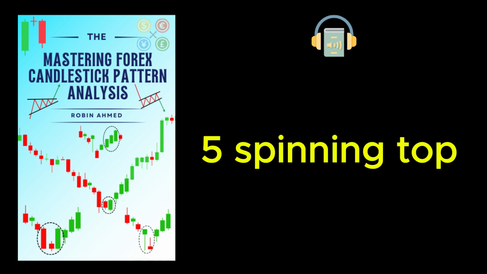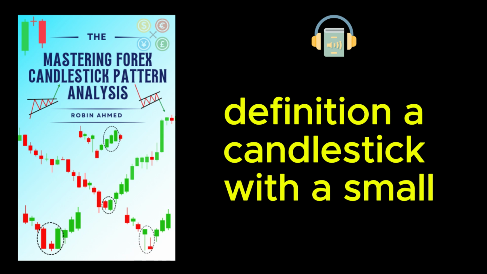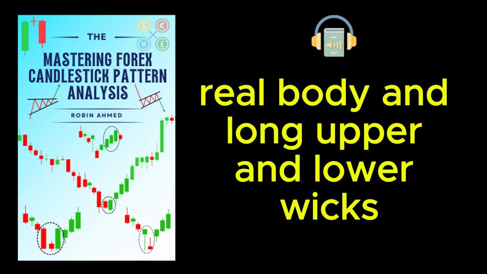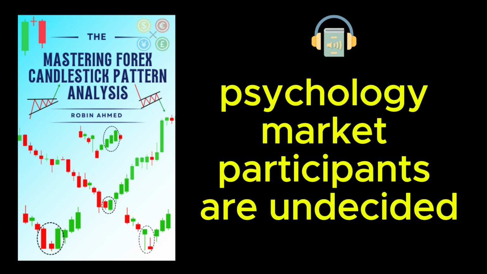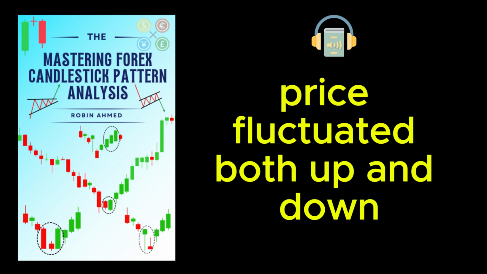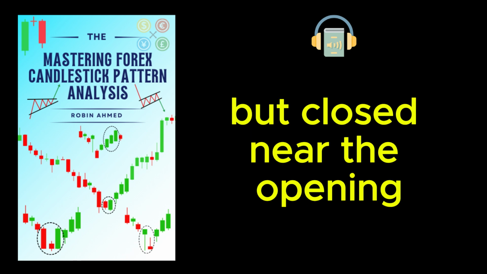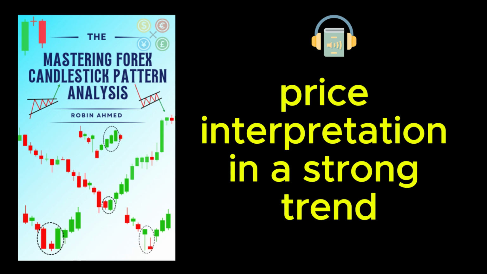5. Spinning top. Definition: a candlestick with a small real body and long upper and lower wicks. It indicates a tug of war between buyers and sellers. Psychology: market participants are undecided. Price fluctuated both up and down, but closed near the opening price.